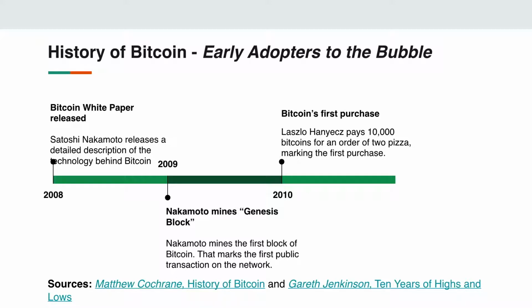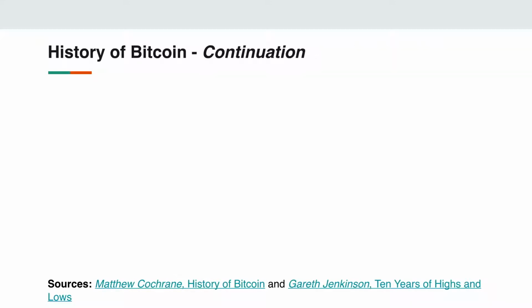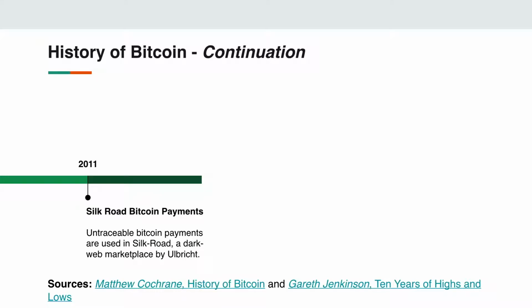In 2011, as Bitcoin was now getting into the market, the first Bitcoin for dollars exchange platform was introduced. This facilitated the exchange of dollars for Bitcoins given Bitcoin's growing demand. In 2011, still, Bitcoin began being used in Silk Road, a dark web marketplace by a guy named Ulbricht. Bitcoins were used mostly because its transactions were untraceable as they were pseudonymous, and didn't involve regulated banks.